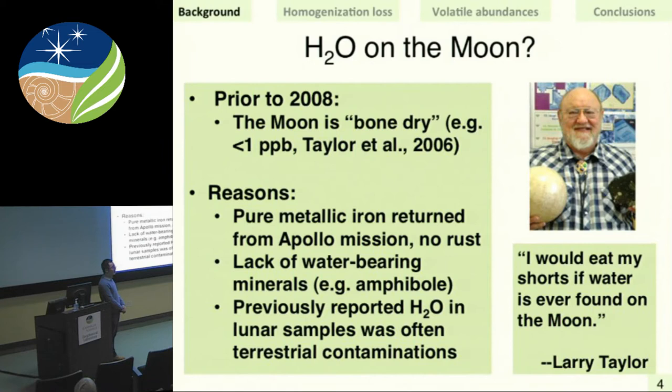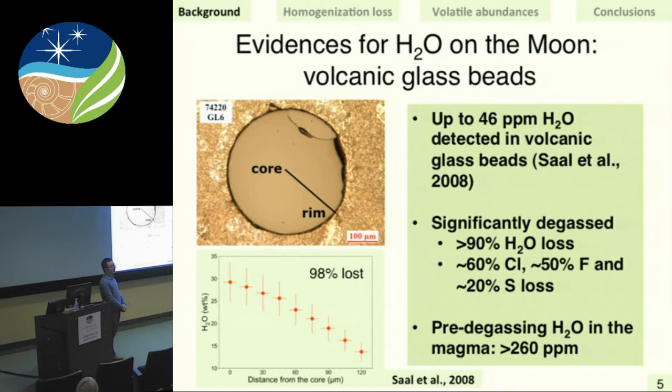And he said this for good reasons, though, because from the samples returned from the moon by Apollo missions, people saw metallic iron in the samples, which means there's no water to rust the iron. Also, there's a lack of water-bearing minerals such as amphiboles from all kinds of lunar rocks we have. And any previously reported water detected in lunar samples turned out to be just terrestrial contamination. So that's why people have thought that the moon is dry.